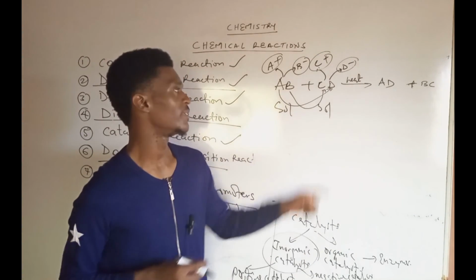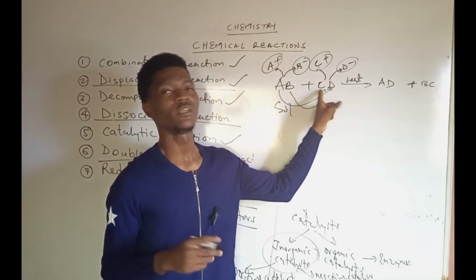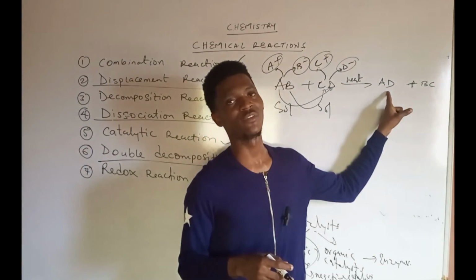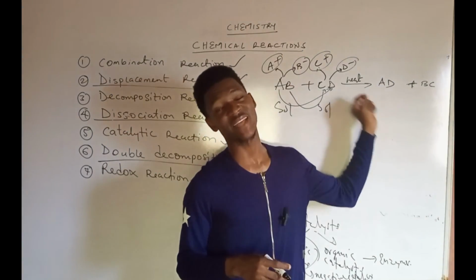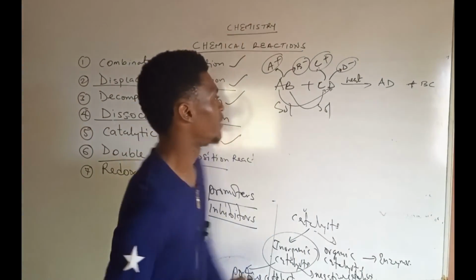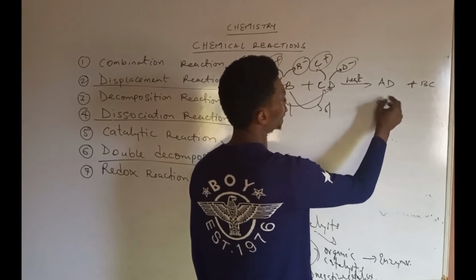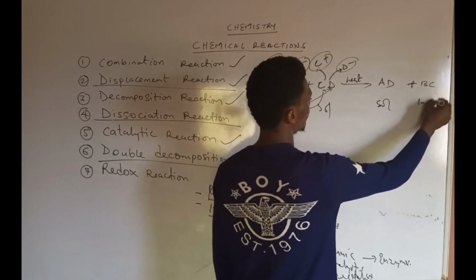Now remember, I said that the two substances involved must be soluble substances, and then it ends up giving you what? A soluble substance and an insoluble substance, meaning these two are soluble. You can assume this one to be soluble, while this one is insoluble.